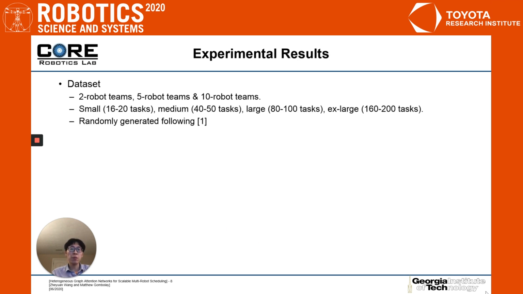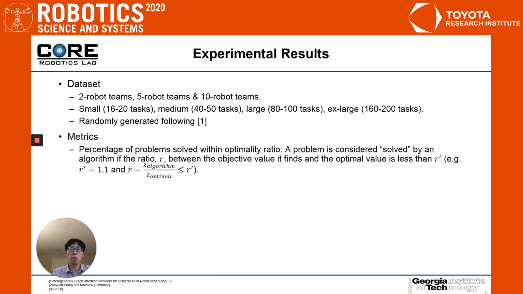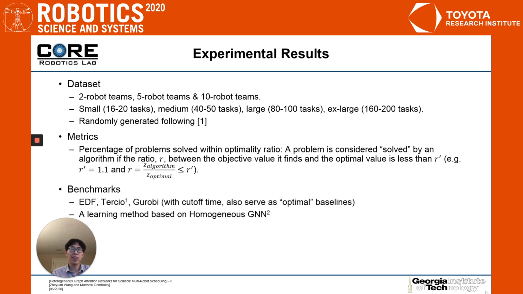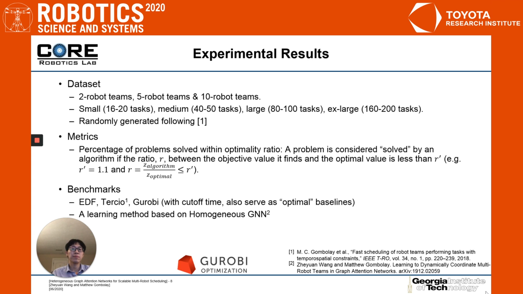For experimental results, we use randomly generated problems simulating multi-agent construction of a large workpiece. The metric we use is percentage of problems solved with an optimality ratio, and we benchmark against 4 different algorithms.